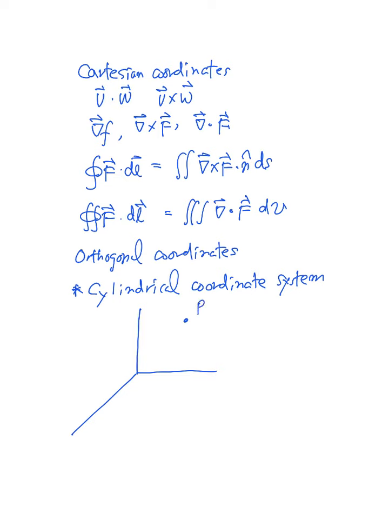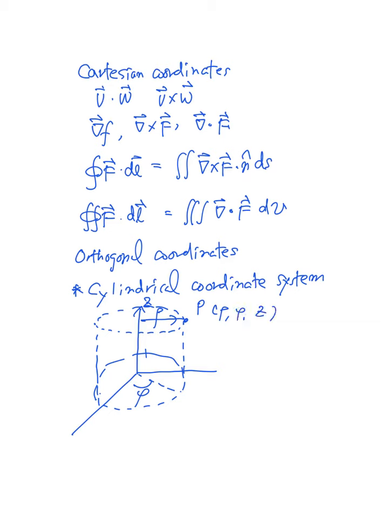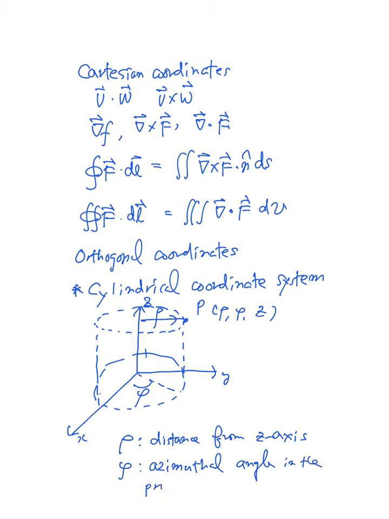the point in space is defined by three different coordinates. One is the distance from the z-axis, rho, and the azimuthal angle phi, and z. This is x, y. So rho is the distance from the z-axis. Phi is the azimuthal angle, in the projected xy plane, and z.